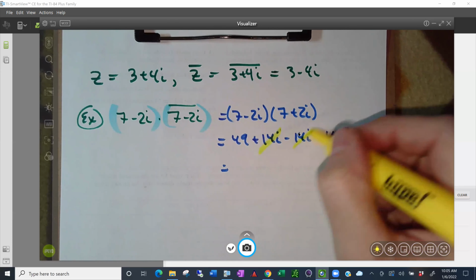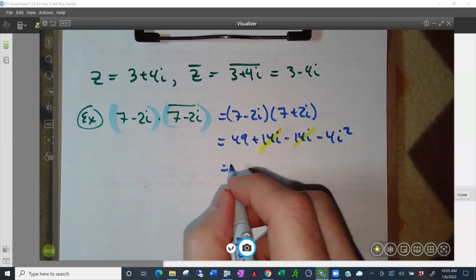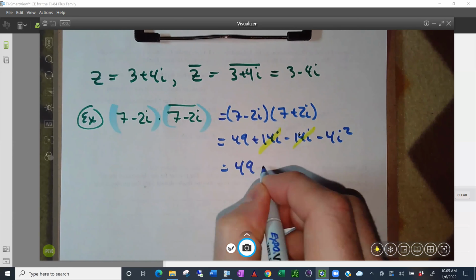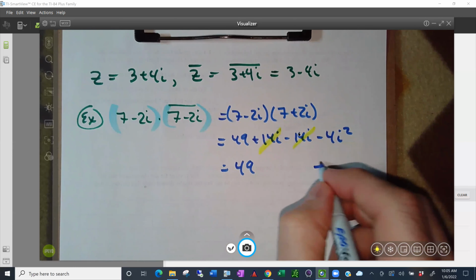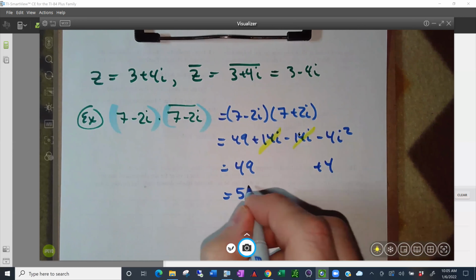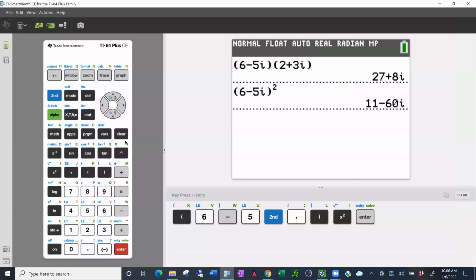Yeah. Those terms cancel themselves out. So we're not going to be left with any imaginary numbers. It's going to be 49. This becomes minus 1 times minus 4, which is a plus 4. Basically, I end up with 53. Wow, that's kind of cool. Is that really right? Let's check it.